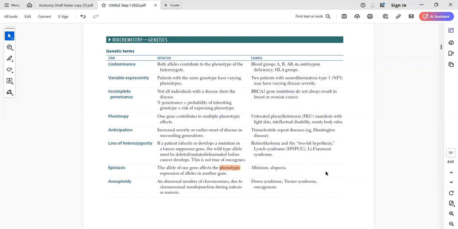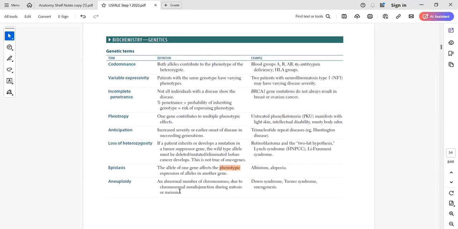Aneuploidy: obviously, the name suggests abnormal, an abnormal number of chromosomes. This came in my exam. The question was a simple Down syndrome scenario. They gave a Down syndrome scenario and asked me what genetic terminology you would use to show what's happening with the chromosomes. So the answer was aneuploidy.